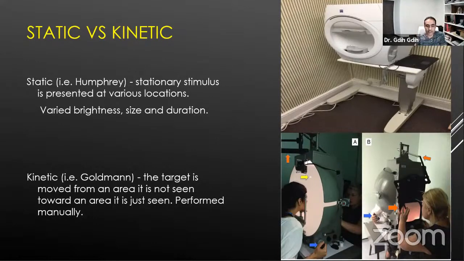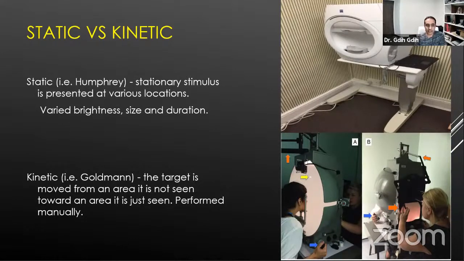That's the Humphrey visual field, static, and it's presented in various locations. So it's one spot that appears in one area, then appears in another area, but it does not move. Kinetic, or the Goldman, is the one where the target or the stimulus moves from one spot to the other, and the patient is being tested while the stimulus is moving from one direction to the other, and then we draw the visual field of that patient.